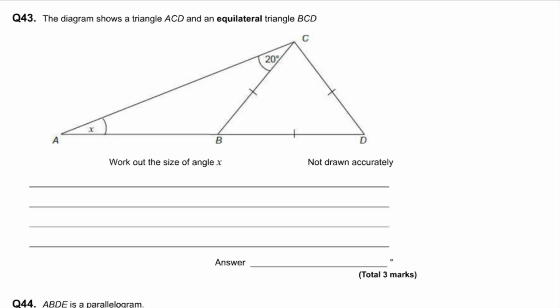Question 43. The diagram shows a triangle ACD and an equilateral triangle BCD. Work out the size of angle X. Not drawn accurately. Yeah, it doesn't look like an equilateral triangle. BCD is an equilateral triangle. BCD is equilateral. It's this triangle here. This is the equilateral one.